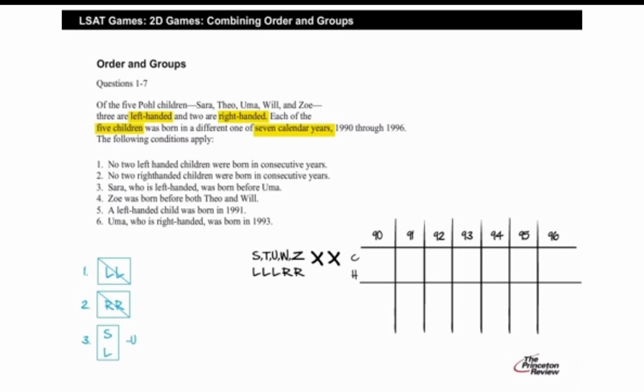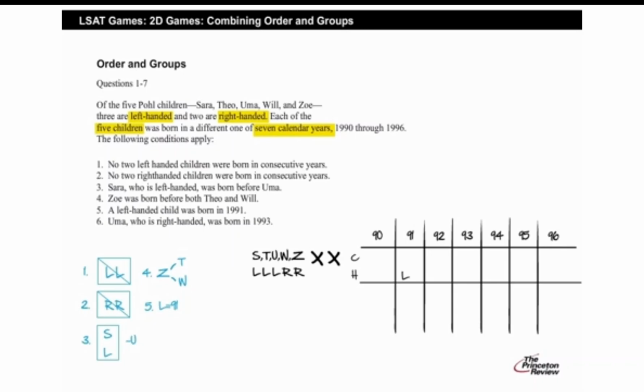The fourth clue, that Zoe was born before both Theo and Will, is a branching range. Give yourself a Z on the left with 2 separate dashes showing that both T and W are somewhere to the right. According to the 5th clue, a left-handed child was born in 1991. This is the best of all types of clues, a placement. Write it down and then put it directly into the chart.